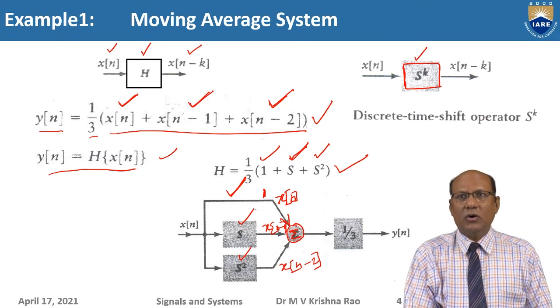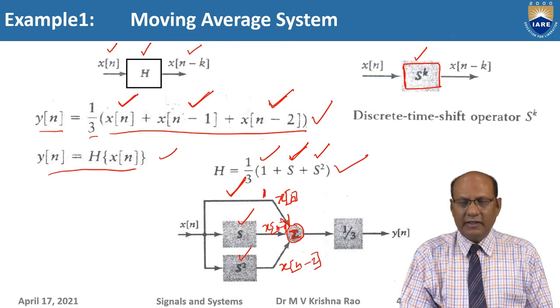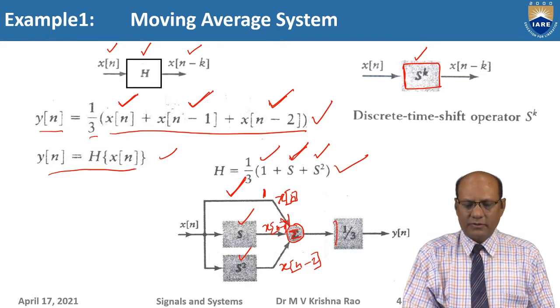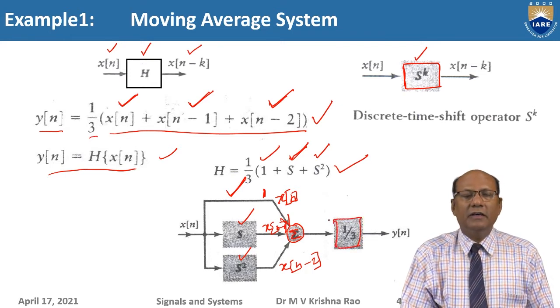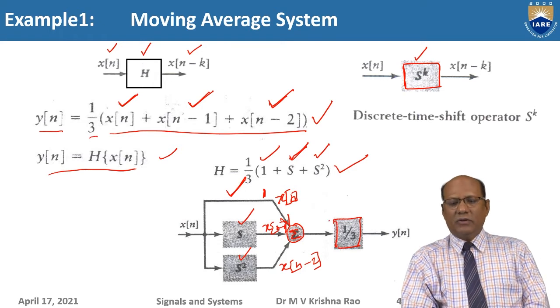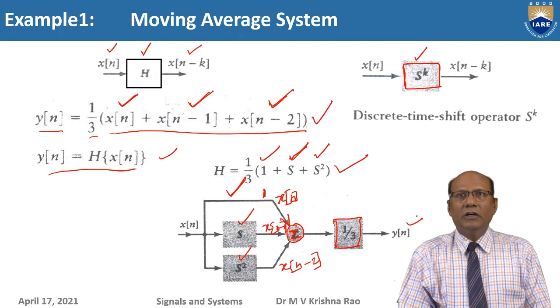Okay. This is x[n]. So all 3 are added. Then finally, the scaling operation, a multiplication operation. It is multiplied by a factor of 1/3. So I will get the output.